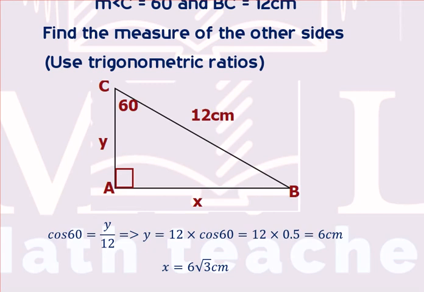Also, you can deduce here the measure of angle B either using trigonometric ratios or due to the fact that the sum of all angles in a triangle is equal to 180 degrees. So 90 plus 60 gives 150. 180 minus 150 is equal to 30. Of course, I'm going to explain this in a different video later.